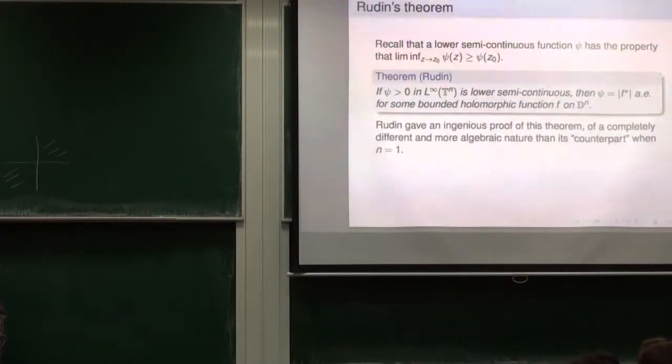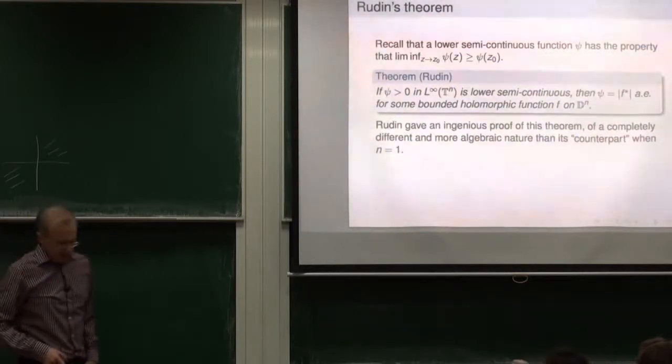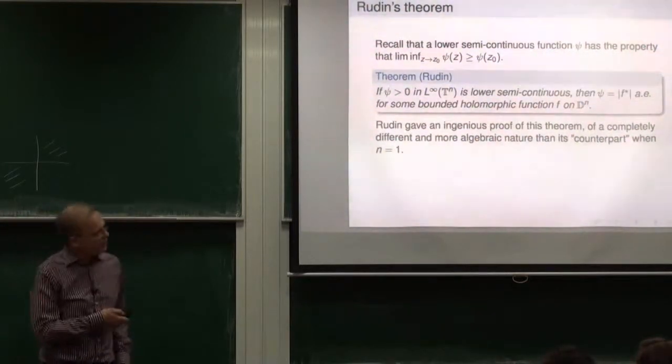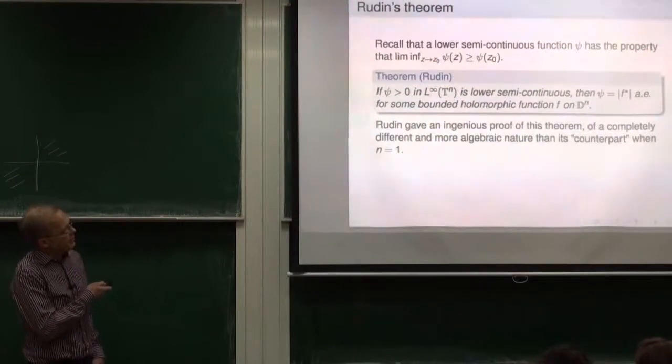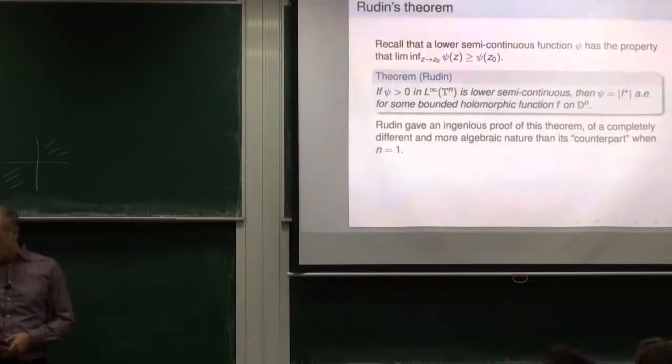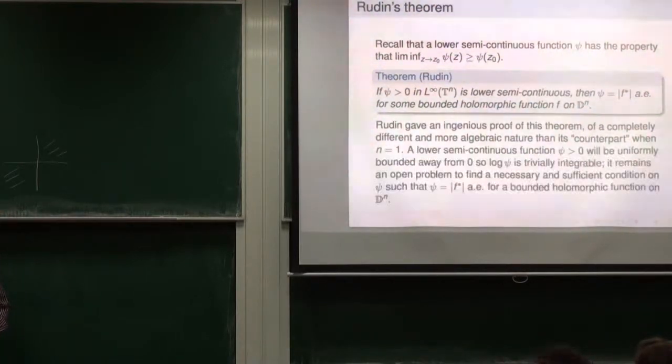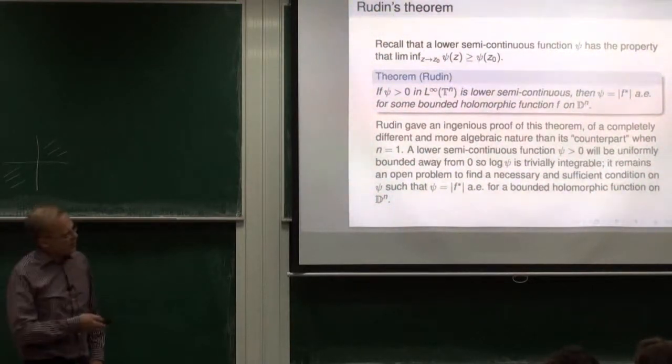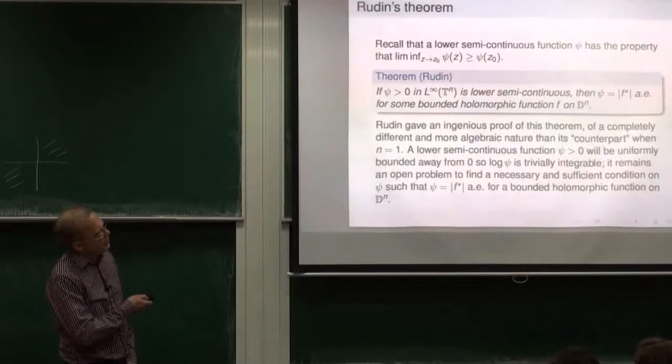This is not an easy result. It has an ingenious proof, which is completely different from what you see in the circle. It's more algebraic in nature than its counterpart when n is equal to 1. And I just note here that we still obviously must have the same condition here.